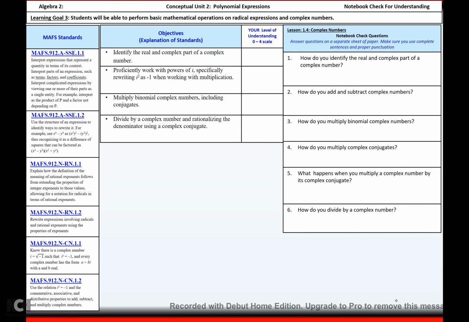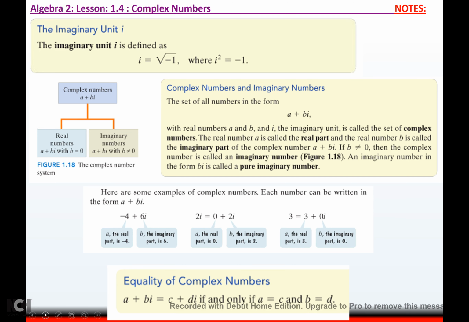All right, today we're going to talk about complex numbers. All right, so the imaginary unit i. The imaginary unit i is defined as i equals the square root of -1, where i squared equals -1. So what this says is anytime you get an i squared, you can replace it with a -1.